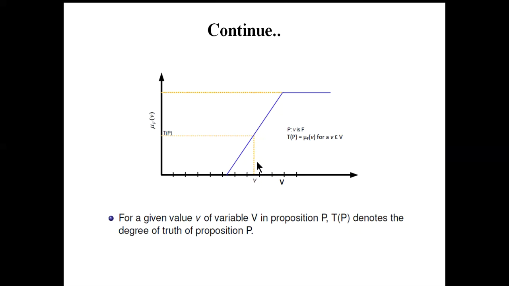That means we should find out the corresponding membership value at this point. We draw a vertical line, and if we draw a horizontal line, it intersects the corresponding membership function. So this point denotes the TP, that means truth of proposition. That is nothing but the membership value. So in case of fuzzy proposition, truth of proposition is nothing but membership value. That is another physical significance of membership function.